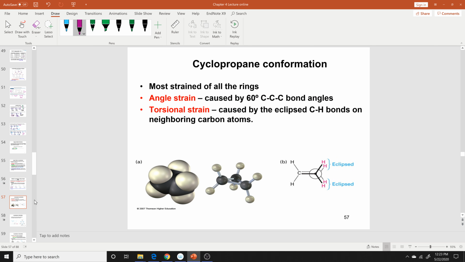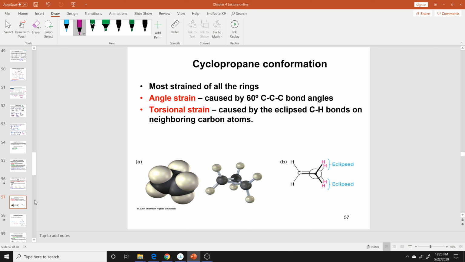Let's start with each one alone. So in a cycle of 3-membered rings, the angle strain is caused by 60-degree carbon-carbon-carbon bond angles. And this type of cycle, the 3-membered ring, has all of its carbons lying in the same plane. This is going to be the most strained of all the rings, since this is a planar structure, although each of these carbons is sp3 hybridized. It does have 2 types of strains: an angle strain and a torsional strain. The torsional strain is due to the eclipsing of the bonds.